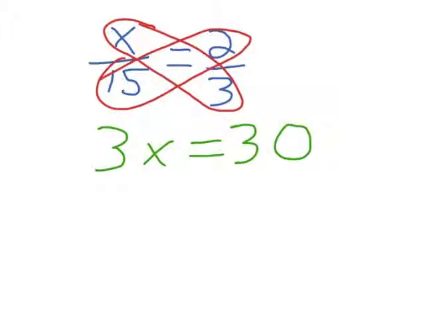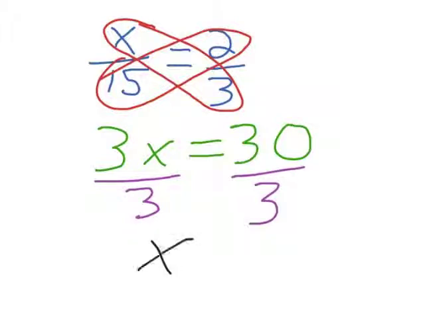Now we have just a simple one-step equation where we need to divide both sides by what's in front of the x. So we'll divide both sides by 3. And we end up with x equals 30 divided by 3, which is 10. That's pretty simple. That is how we solve for x on a proportion. And don't forget that this right here is very, very true.